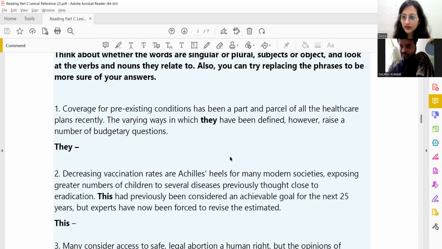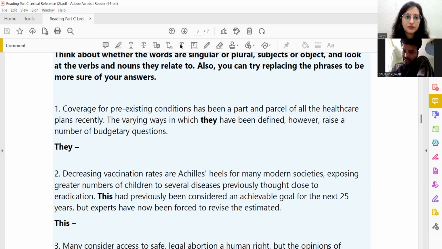So let's do the first one together. So here it says in the first sentence, coverage for pre-existing conditions has been a part and parcel of all healthcare plans recently. The varying ways in which they have been defined, however, raise a number of budgetary questions. Okay. Now, as I said, we have to look at two lines. One is the line prior and one in which the word is written. So the first indication would be that they is plural. So you can also see where the plural forms are mentioned in the previous line.